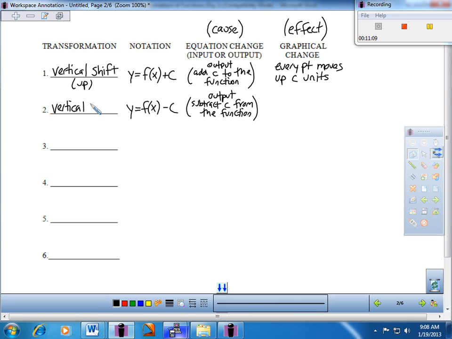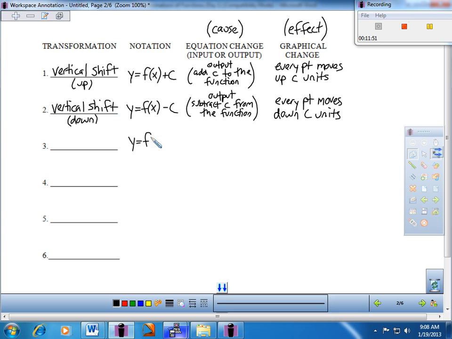Again, not too bad, right? One's moving up, one's moving down. The plus is up, minus is down. Cool. And again, just output, it's the y's that changed. So if I asked you about ordered pairs, which I will on the back side of this sheet, definitely, every point moves, there we go, down c units. So we'll talk about those ordered pairs when we hit the back side. All right, looks good. 2 down, 4 to take care of. These, for the most part, will work in pairs. Let's go ahead and get you notation number 3.